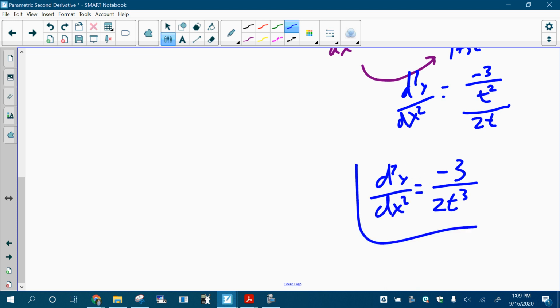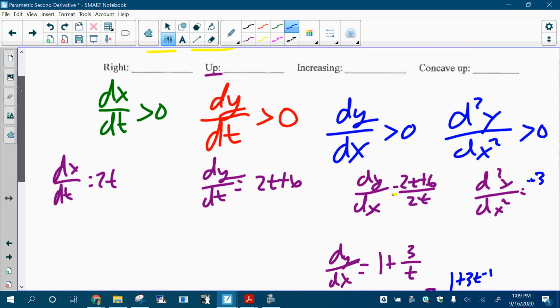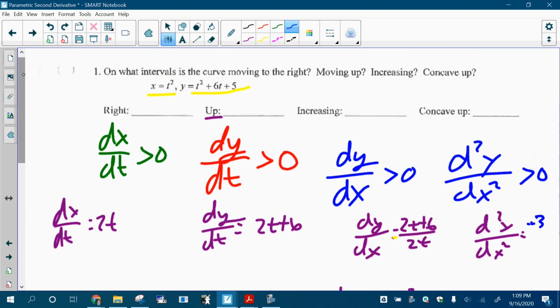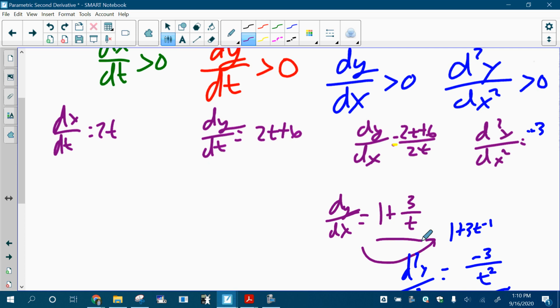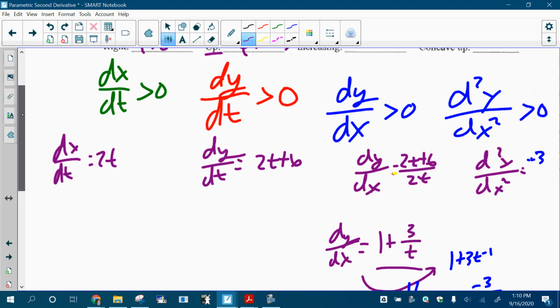And now I can go back and answer these questions real quick if I want. So when is it moving right? When is dx/dt positive? When t is greater than 0. When is it moving up? Well, when is that positive? When t is greater than negative 3. When is it increasing? When is this thing positive? Well, when t is greater than negative 3.